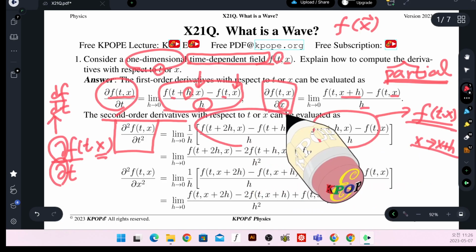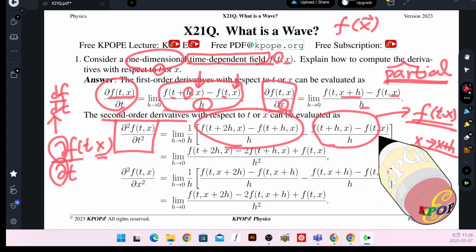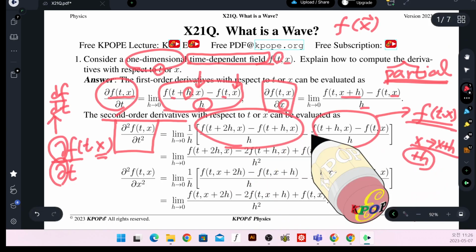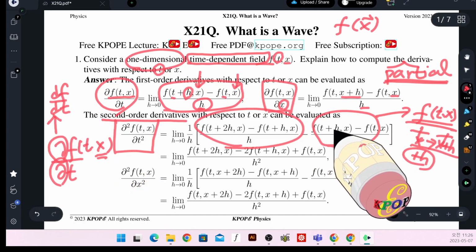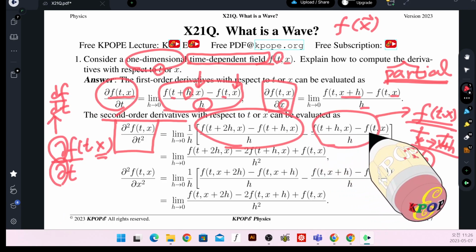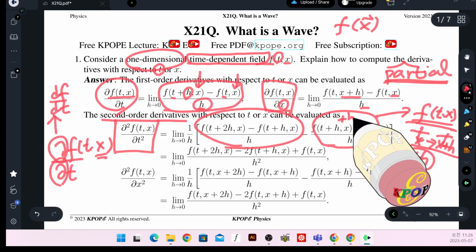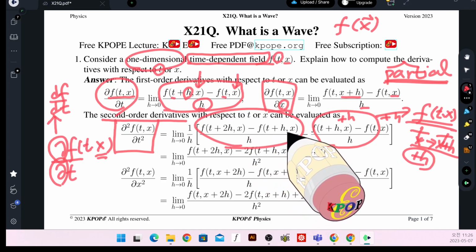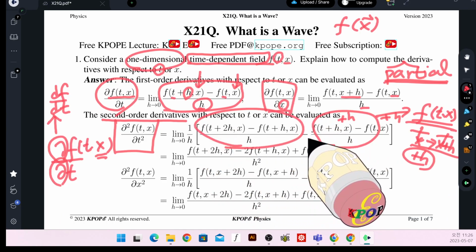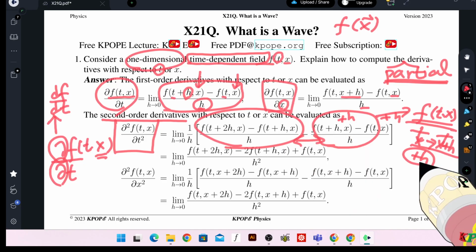We find the same thing except that t has been shifted by plus h. This is a time derivative. So at f of t plus h minus f of t, and then it is divided by h. So we have t plus 2h subtracted by t plus h. So this is the change in the first order time derivative when I shift time by plus h.